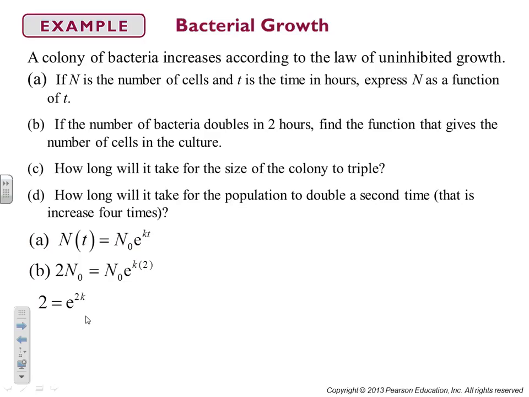So in this situation, what gets rid of our base e is a natural log. We take the natural log of both sides. So we didn't even need the amount of bacteria in order to find that constant. I divide by 2, and I get our k is approximately equal to 0.3465736. Yay.